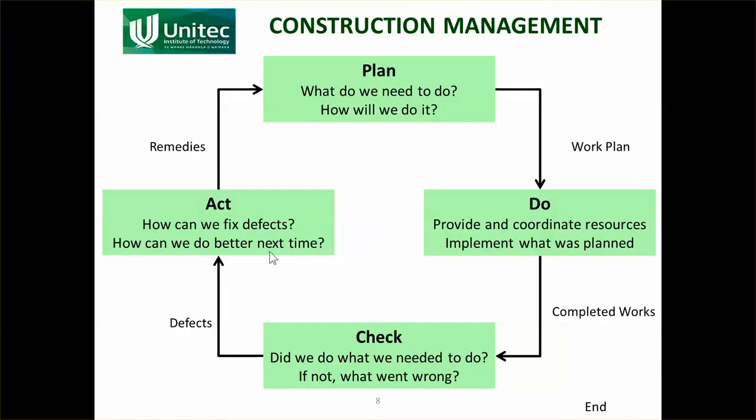So construction management, this is a simple model of construction management. Plan, do, check, act. Normally you'll see this in the context of quality control, but it's also applicable to management in general. So you start off with a plan. What do we need to do? What are our objectives? How are we going to do it? What resources do I need? When do I need those resources? How am I going to get those resources? So you have a plan. You figure out how you're going to do it, so you come up with a work plan.